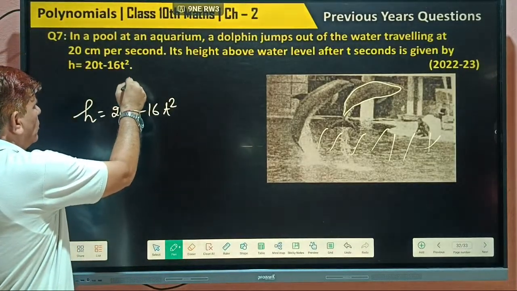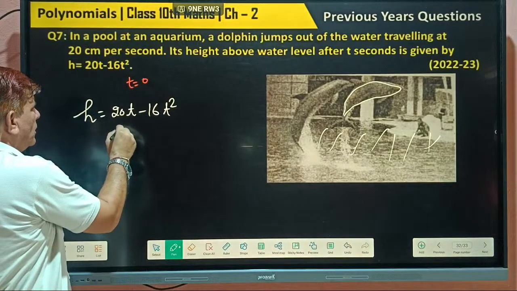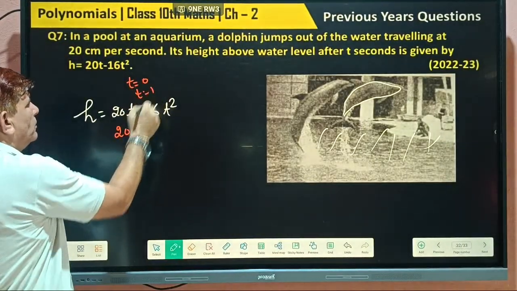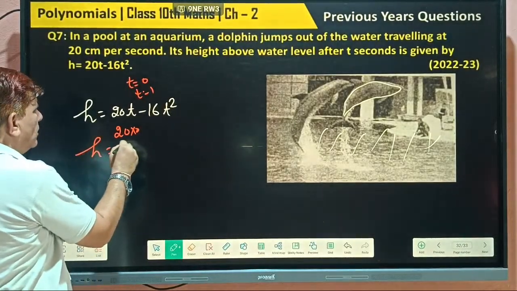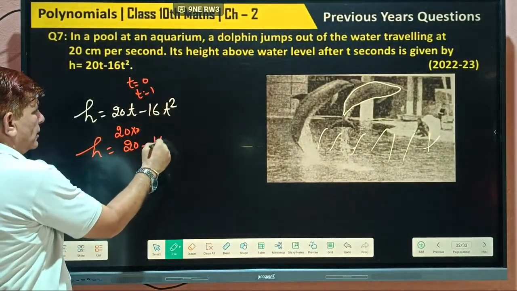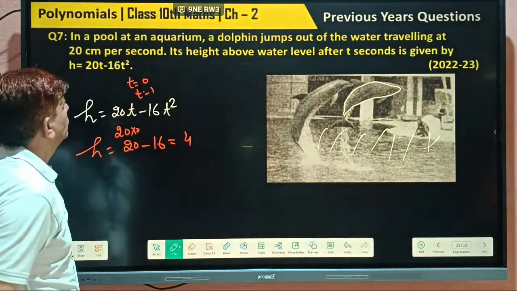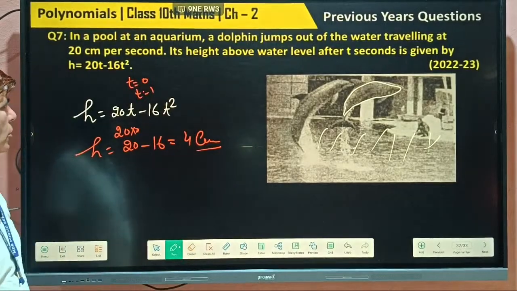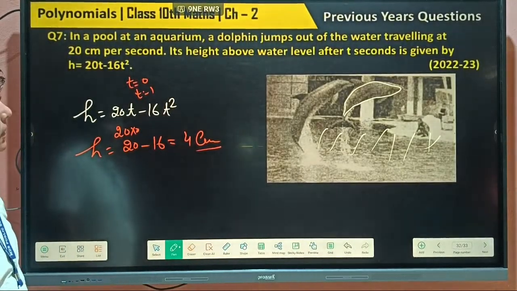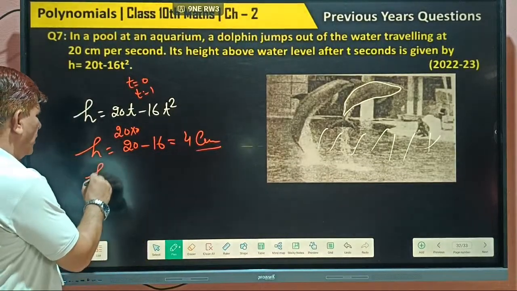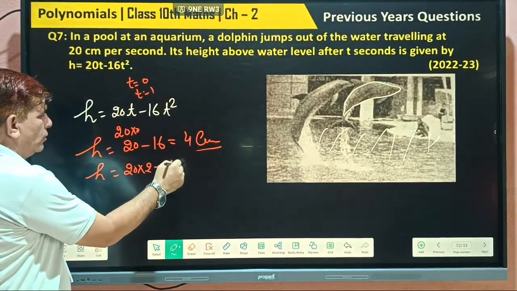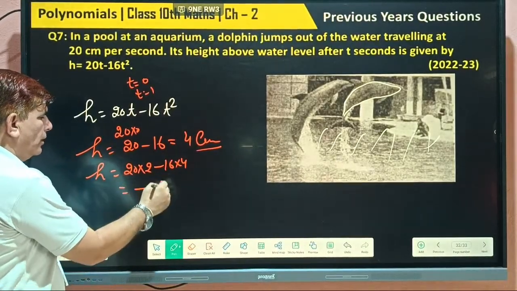If t equals 0, then 20 into 0 is 0. Then t equals 1. So how much does h become? 20 minus 16, how much? 4 centimeters when t equals 1. Understood? If t equals 2, it becomes 20 into 2 minus 16 into 2 squared, which is 40 minus 64, so the height comes out negative.